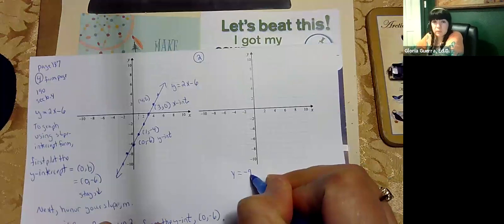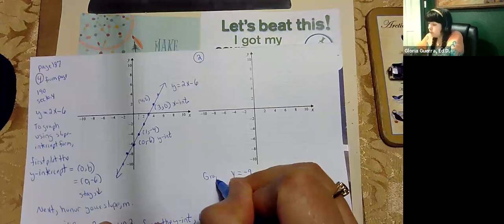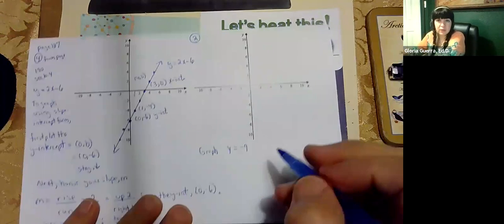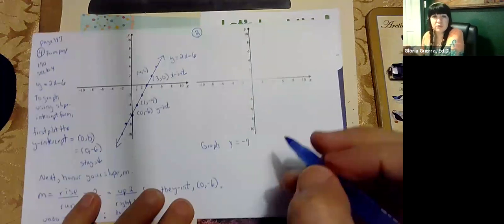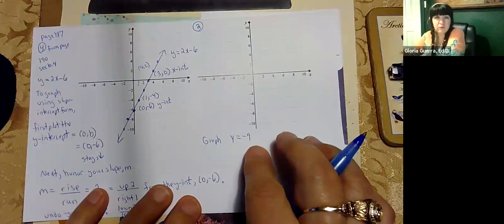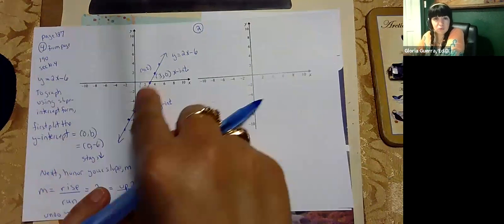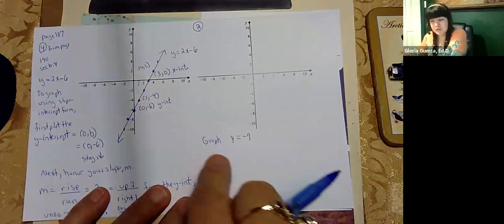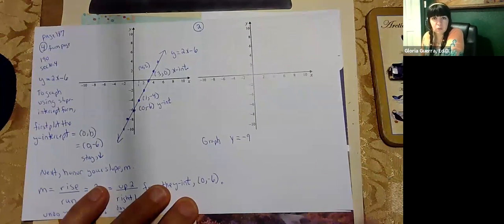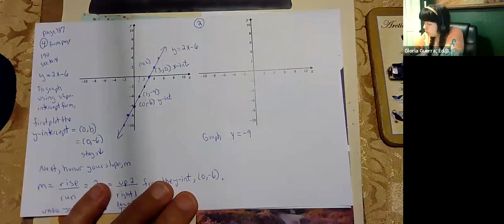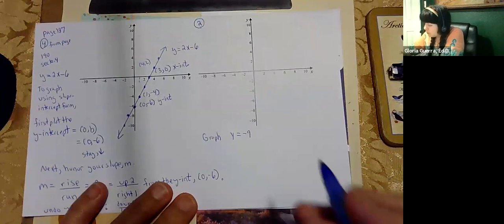And remember, if you only have an equation with only x's or only y's, those are not going to be slanted lines. If you have an equation that has x's and y's, you have some kind of slanted line. But if you only have y's or only have x's, it's going to be either a horizontal line or a vertical line. So you want to do a generic graph like this.